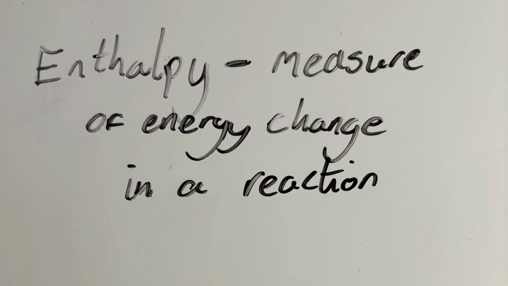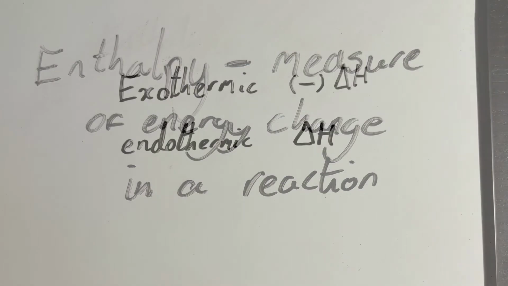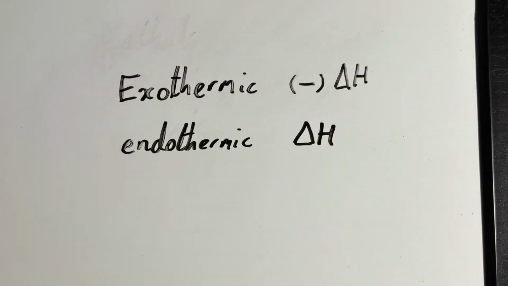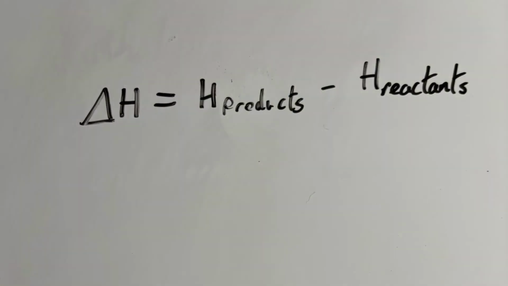And now we need to learn about enthalpy. And enthalpy is the measure of an energy change within a reaction. Now, if a reaction is exothermic, this enthalpy value will be negative, and if it's endothermic, it will be positive. And you work it out through the enthalpy of the products minus the enthalpy of the reactants.